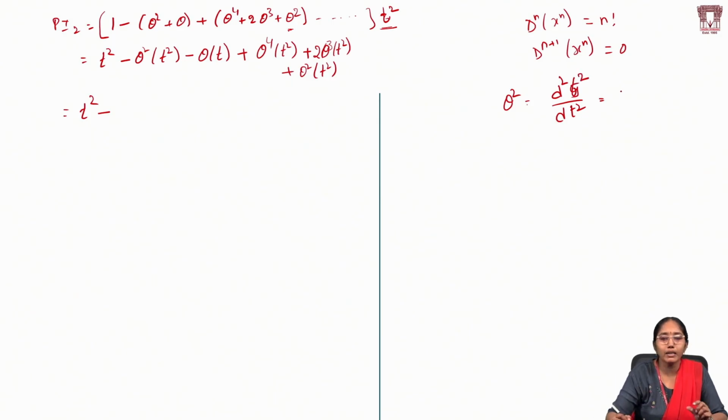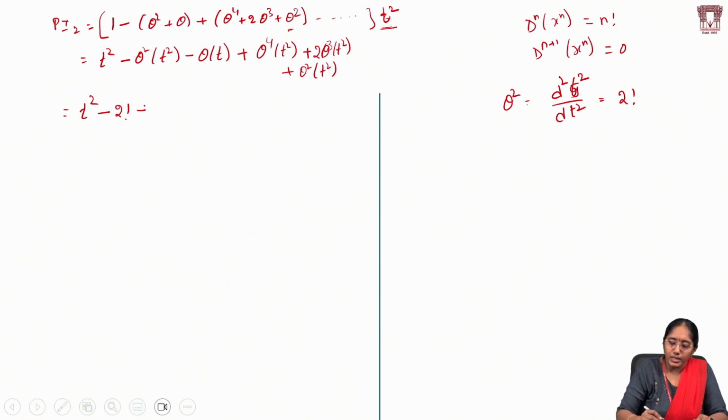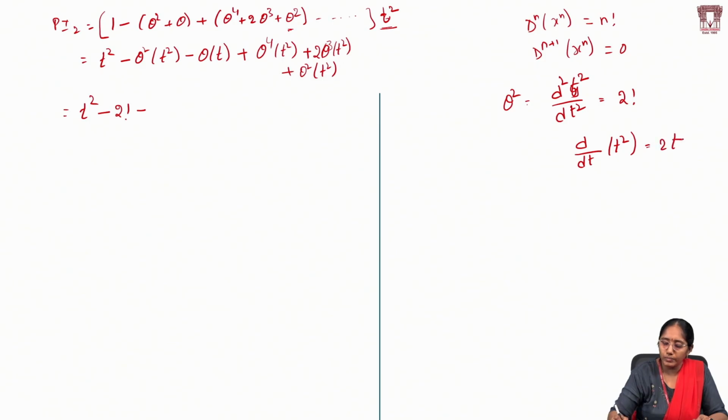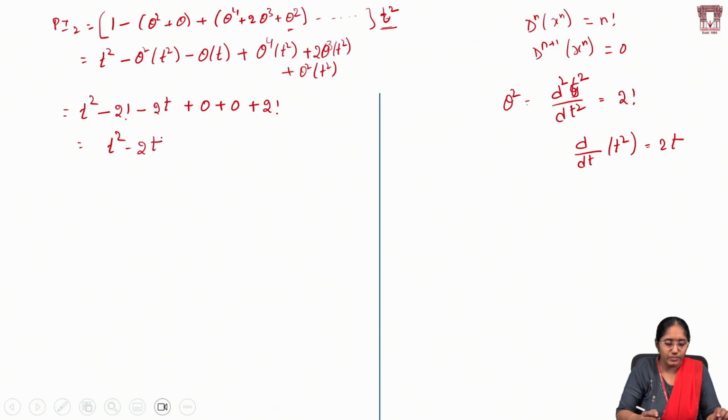The second derivative of t square with respect to t is 2 factorial. 2 factorial minus theta of t square, that is d by dt of t square, that is 2t. Then you can write that value here, 2t. The fourth derivative of t square is 0, the third derivative of t square is again 0, and the second derivative of t square is 2 factorial. Just simplify, you will get t square minus 2t. These two terms get cancelled.